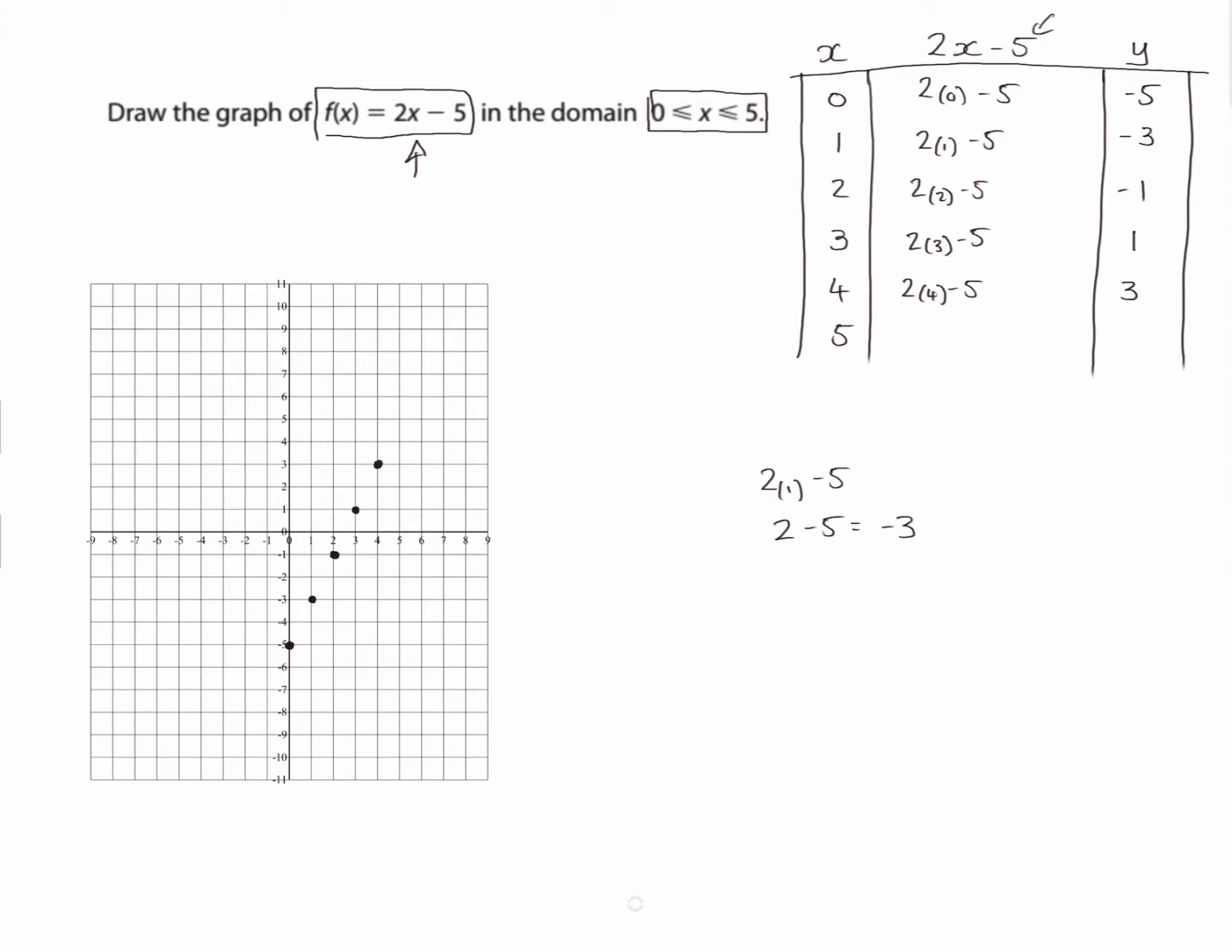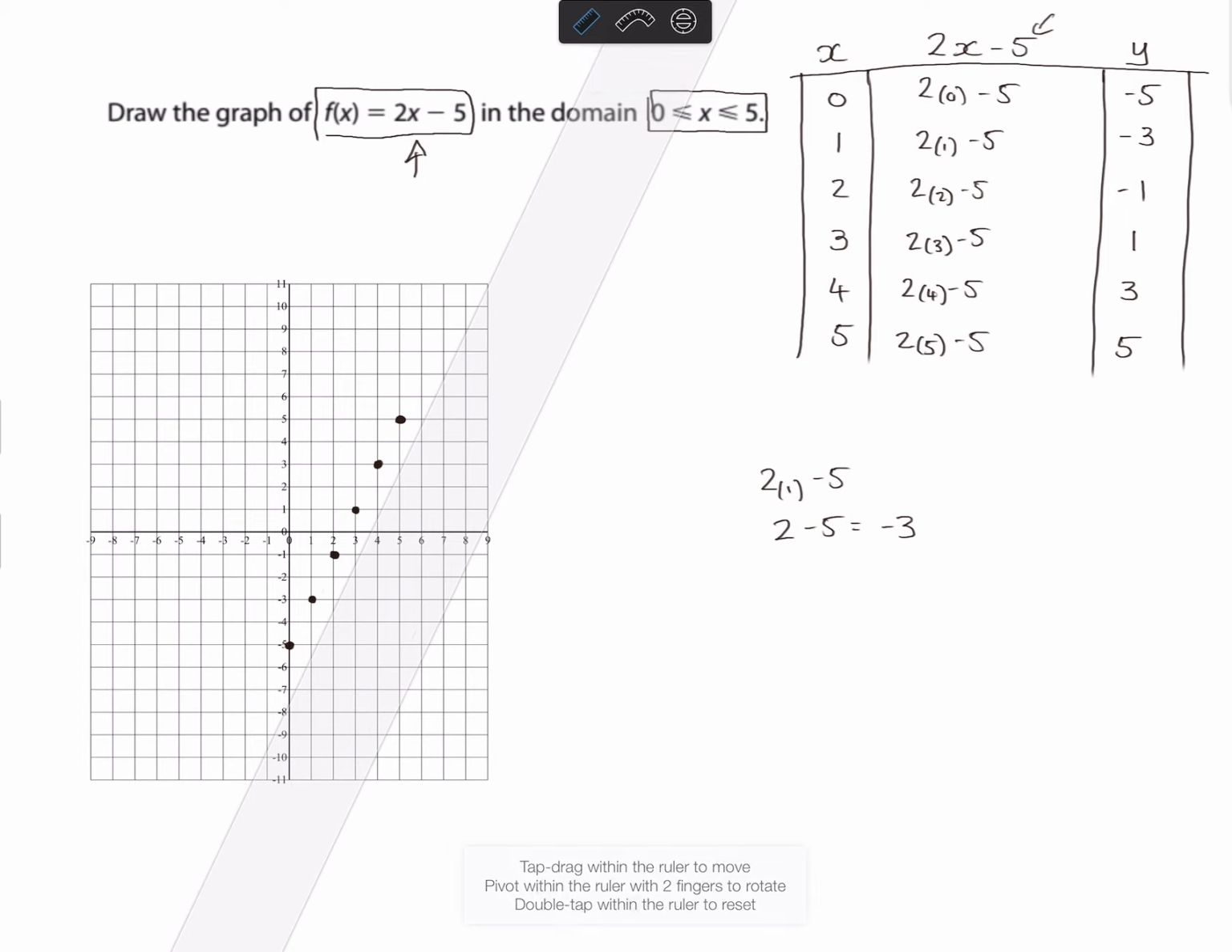And here we have 5. So 2 bracket 5 minus 5. 2 times 5 is 10. 10 minus 5 is 5. So it's 5 and 5. So we go out to 5 and we go up to 5. And then we get our ruler. And we line it up as best we can with the dots. And we draw a line through them. And that is the question answered.